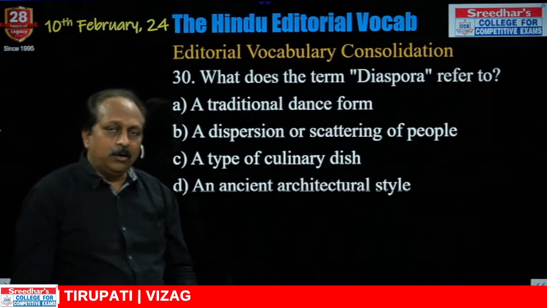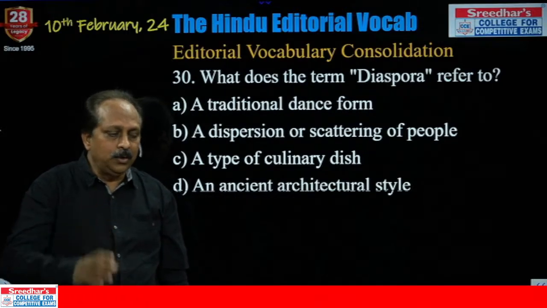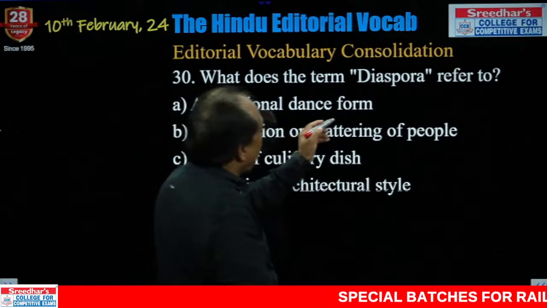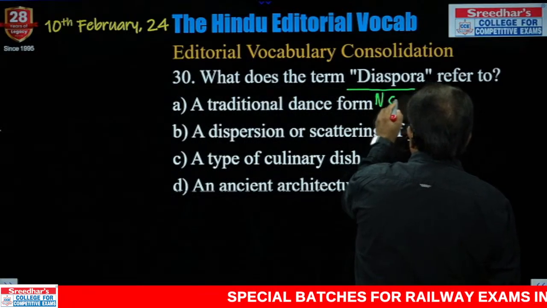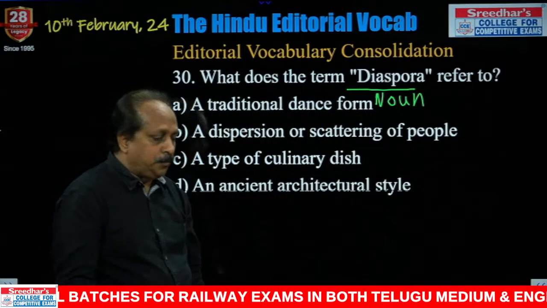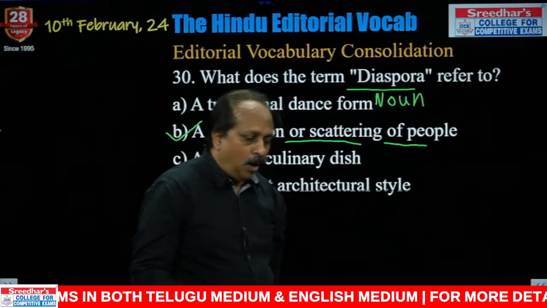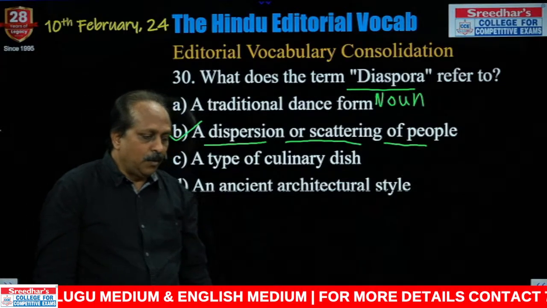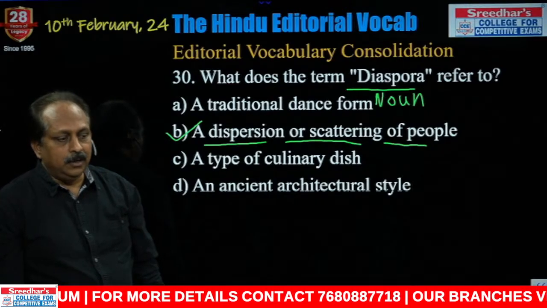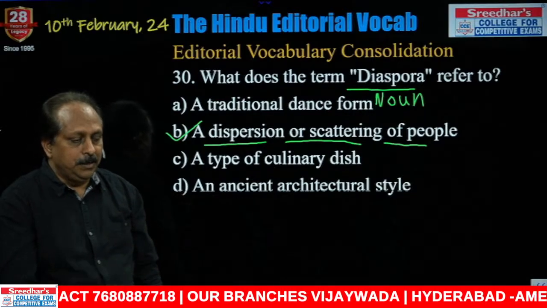Diaspora. Today we have a lot of Indians in the US, a lot of Indians in the UK. How do we refer to those Indians in the US or in the UK? We use the term diaspora. What part of speech is it? Noun. We say Indian diaspora. Indian adjective, diaspora noun. What does it mean? Dispersion or scattering of people from one country to another country. That's all about the words you got from Monday to Friday. And also one word, this one we got last week from the editorial.